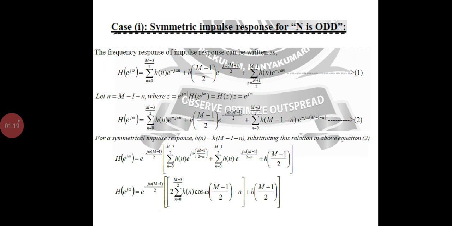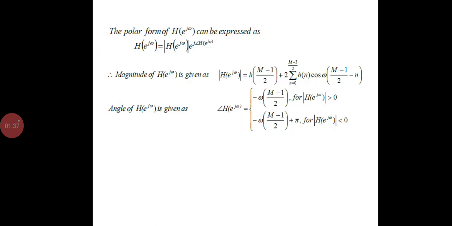After splitting, we apply the condition n equal to M minus 1 minus n, and substitute z equal to e to the j omega. Therefore, it is marked as equation 2. Here we substitute h of n equal to h of M minus 1 minus n. After substituting, we reduce the equation, and finally we find the magnitude and phase. Therefore, the magnitude response and the phase response are given as shown on the screen.